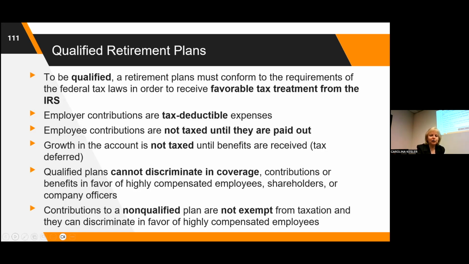The contributions to a non-qualified plan are not exempt from taxation, and they can discriminate. So if it's like a deferred compensation plan, we're going to put this much money away for you for retirement, and you'll just have it then when you're in a lower tax bracket because you're older, right? Those they can discriminate and pay it to whoever they choose or not choose, right? But qualified plans have to be for the employees.